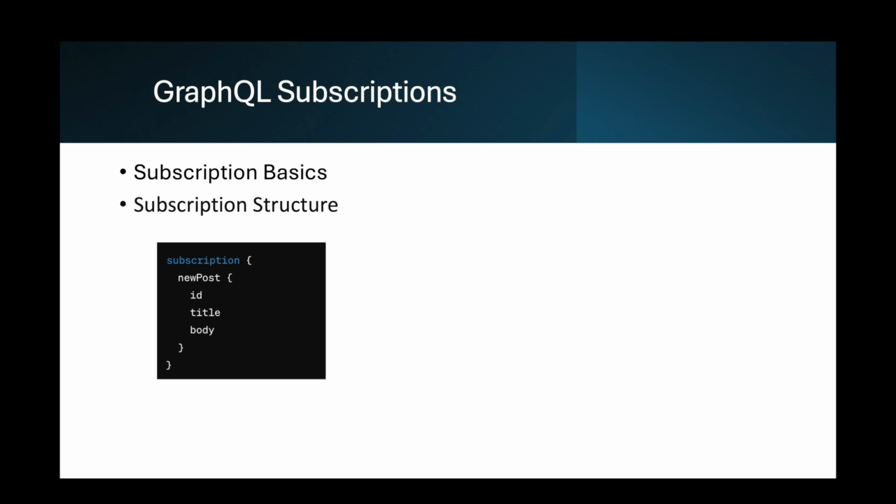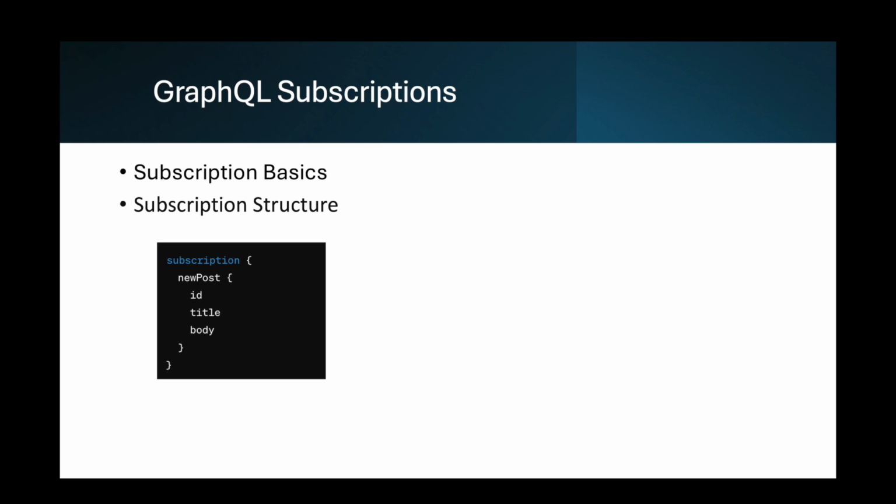What does the subscription structure look like? A GraphQL subscription follows a similar structure to queries and mutations, but is used for subscribing to events rather than fetching or modifying data. Subscriptions define the events or data sources that clients want to subscribe to and specify the fields to be included in the subscription response.